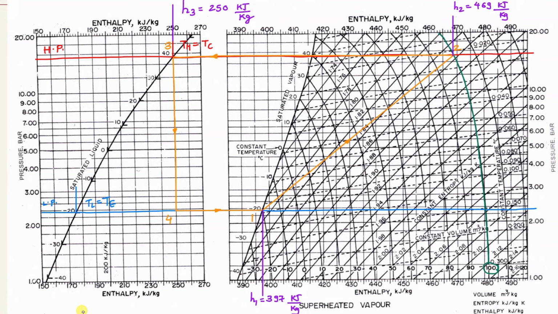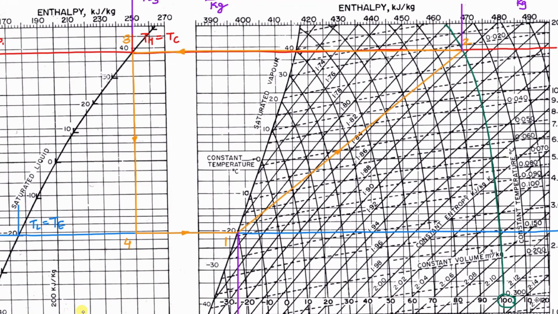Now point 1 is saturated vapor. So here you can see point 1 is saturated. What about point 2? Be careful. Now from point 1, don't follow this isentropic. This will be the usual thing which we usually do. We follow isentropic. But here what is given? Temperature of point 2 is given. What is that temperature? 100.